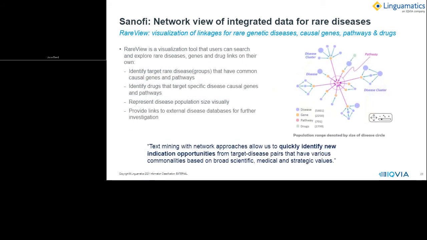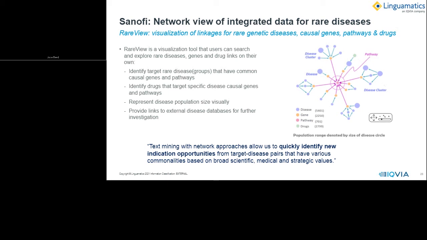And what they were able to do is present this as a visualization that they call RareView, which makes it very easy for end users to navigate the data that they've extracted from these big data sources, Orphanet, OMIM, scientific literature, and really review and understand the connections between diseases, genes, pathways, and therefore be able to potentially identify drugs that are targeting specific disease-causing genes and pathways, and therefore understand what could be potential for repurposing.